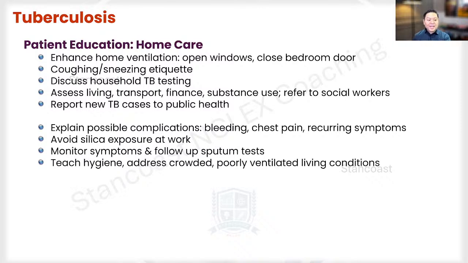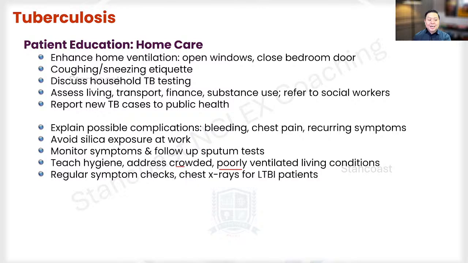Now, we're also going to have to talk about hygiene, which is very important. Address crowded home situations and also poor ventilation in the home. This is also going to be important. Another thing is to make sure that there will be regular symptom checks and also chest x-rays, especially for those patients who might have the latent type of TB infection. And this is going to be done periodically as well in order to monitor the patient's progress.